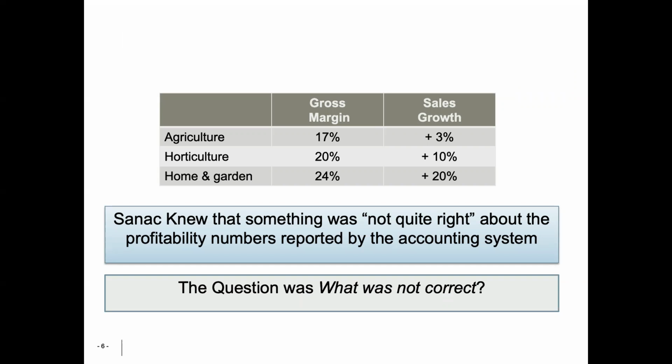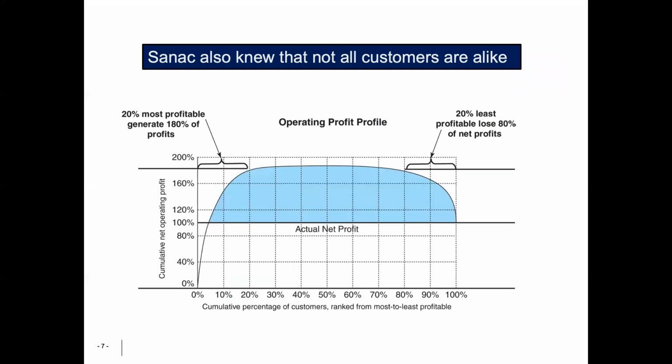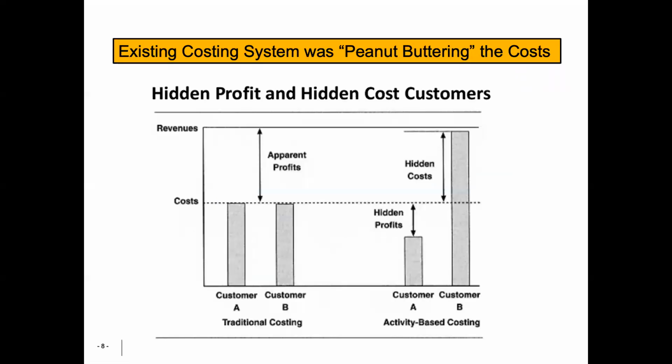Now, Senac knew that something was not quite right about the profitability numbers that are reported by the accounting system, and they were trying to explore what was not correct. They also knew that their customers were quite different from each other. Their 20% most profitable customers generated 180% of profits, but much of this extra profit was being lost by serving the 20% least profitable customers. Right? So that's something which they were aware of. And they wanted to see what is going on with their current traditional costing system, which is not allowing them to create a profitability enhancing strategy focused by customers.